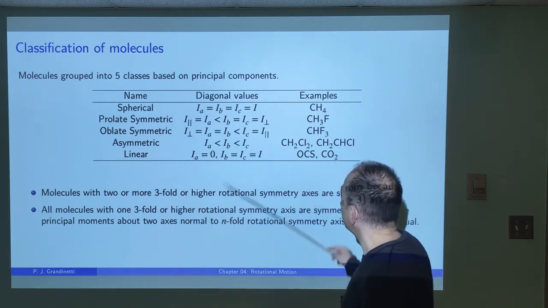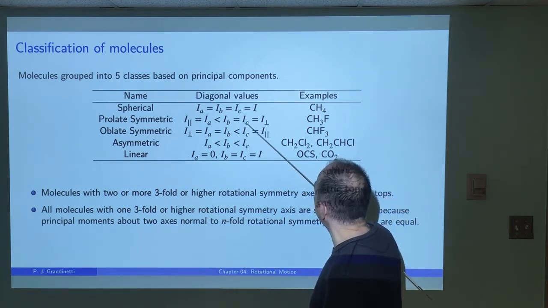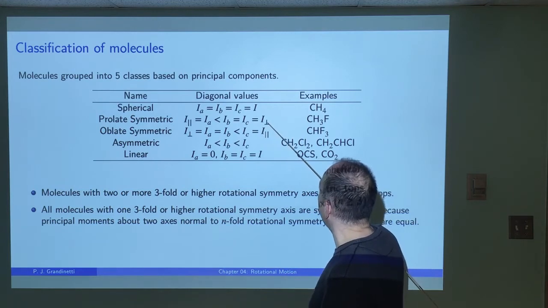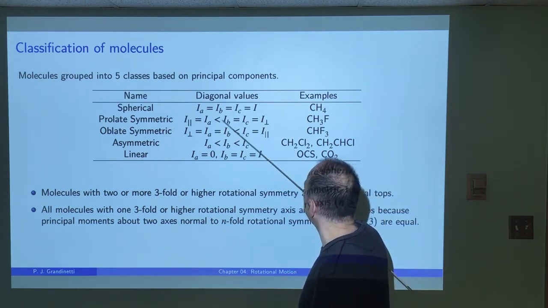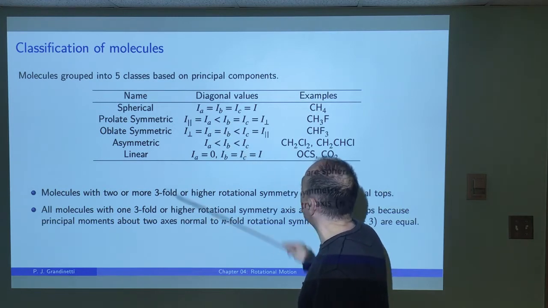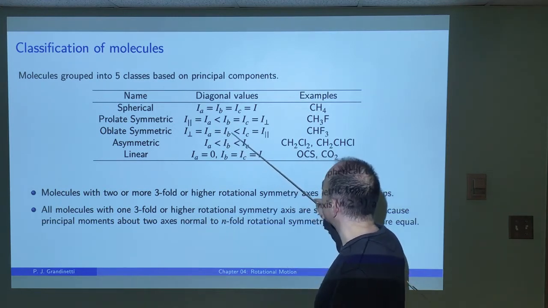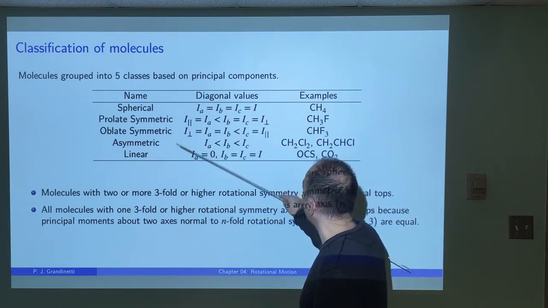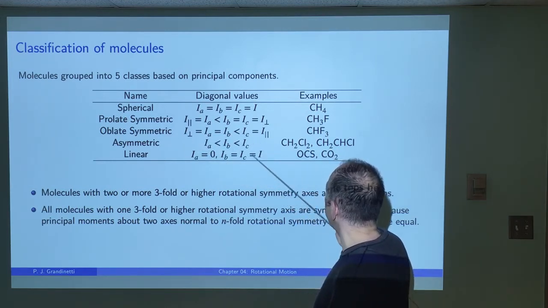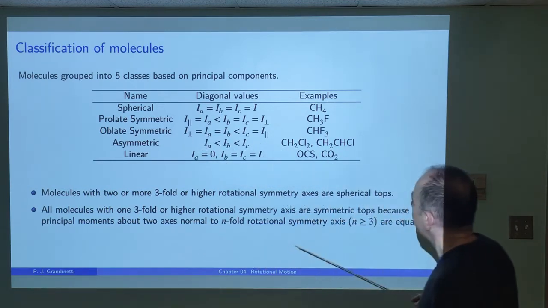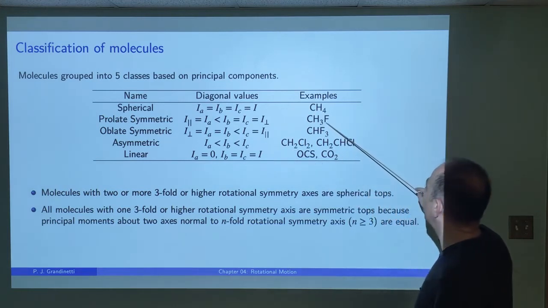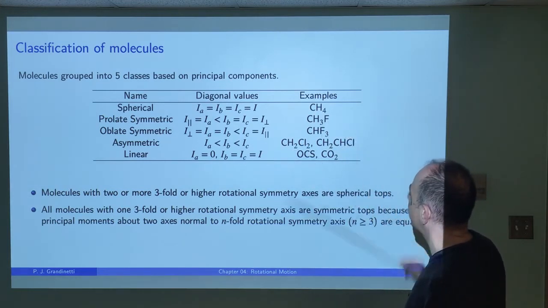unique one. So we're going to define, in the case of prolate, B and C will be called I perpendicular, and A, the unique one, will be called I parallel. Whereas in the oblate case, A and B are going to be called I perpendicular, and the C unique one is going to be called I parallel. Examples of these two cases are methyl fluoride or CHF3.